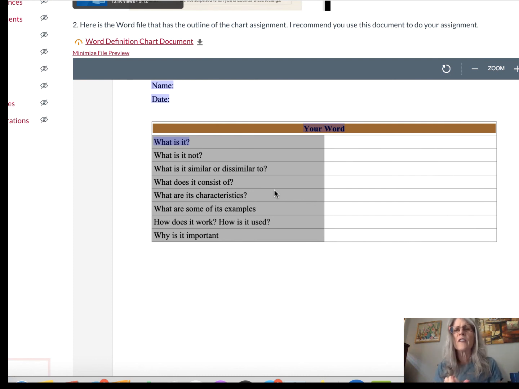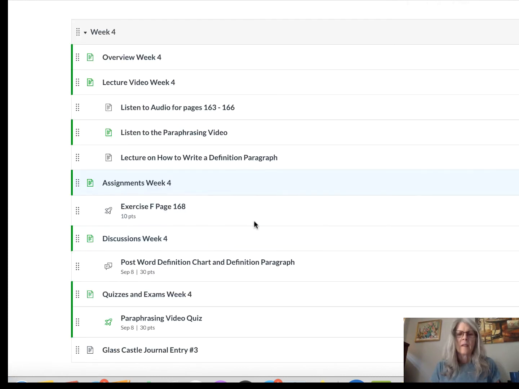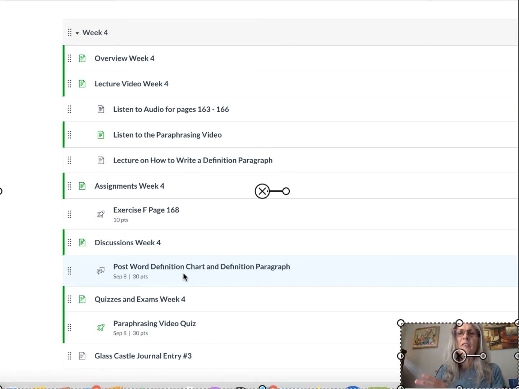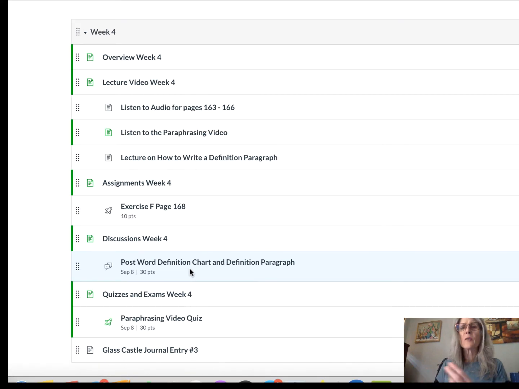So I have directions on this, but what you'll do is you will upload to the discussion area your, well, hang on. I'll just show you right here. It's in the discussion area, and the reason why I'm having you turn it into the discussion area is because I want you to see what I saw. I was so delighted as I was reading through your definition paragraphs. Actually, I should say your definition charts. And I only used 2 for this particular lecture, but there were so many good ones. I wish I could just use them all.